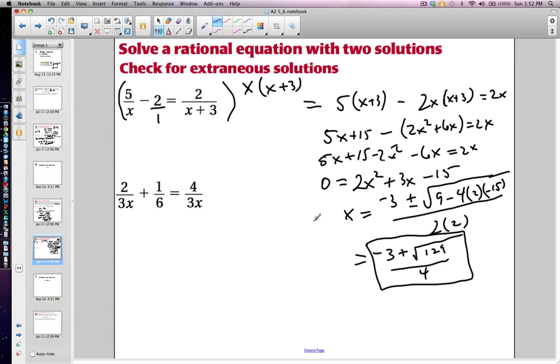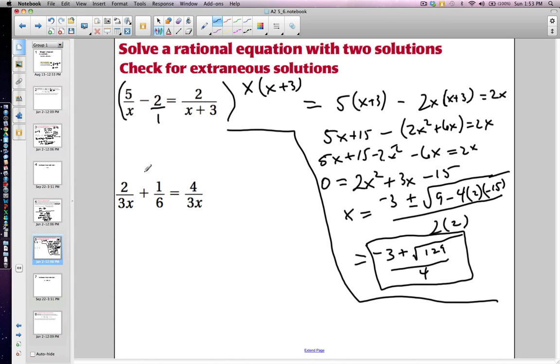I would want to plug them back in to see if I get extraneous solutions, but extraneous solutions are typically made by making 0 in the denominators of these fractions. Negative 3 couldn't be a solution, 0 couldn't be a solution. I'm not going to take your time by plugging these back in. We're going to assume that these are good solutions. All right, this is a slightly simpler problem.